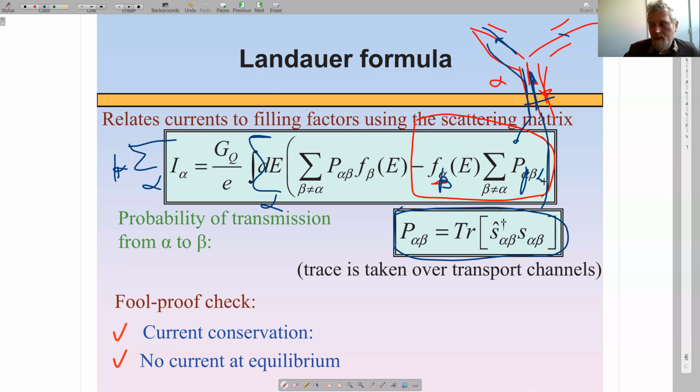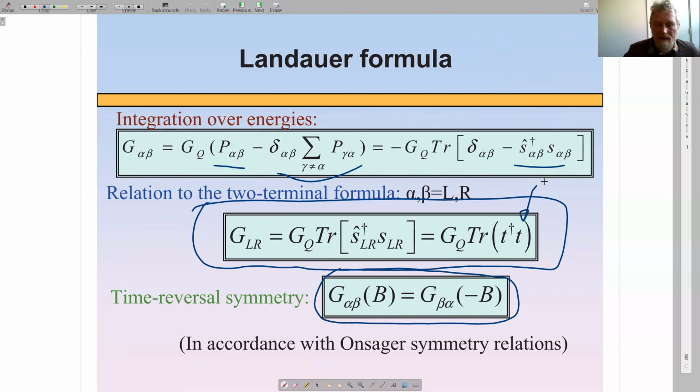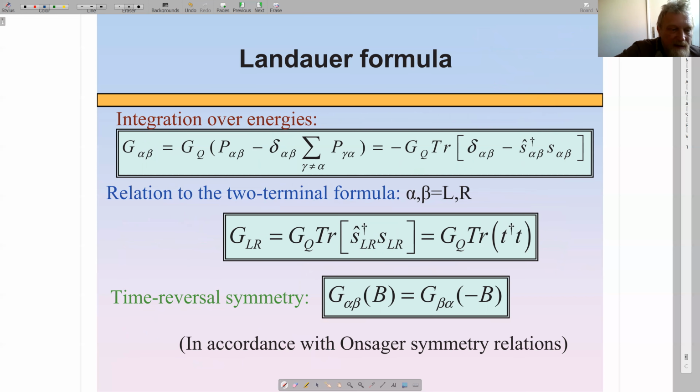Good, that's the Landauer formula. Now we can compute conductance if the scattering matrix is known. Let me just make it a little bit more explicit. Like in the Landauer formula, we can assume that transmission doesn't depend on energy. We can integrate over energy. The result will be proportional to voltage, and the coefficient is conductance. So here is the conductance. It is expressed entirely in the form of these transmission probabilities.